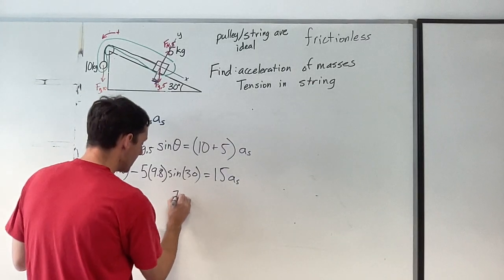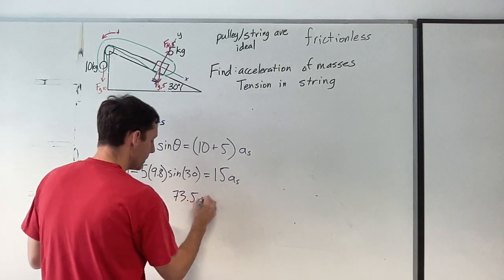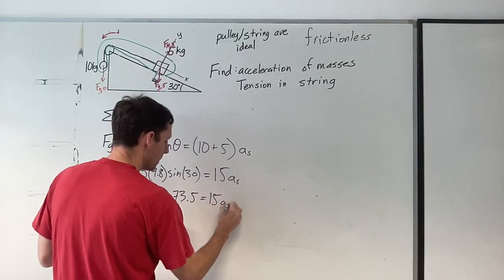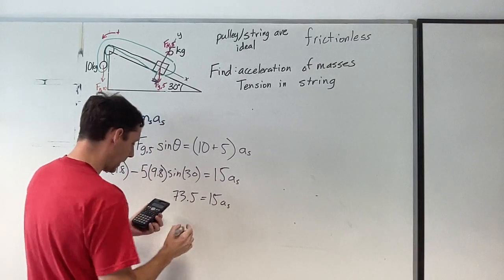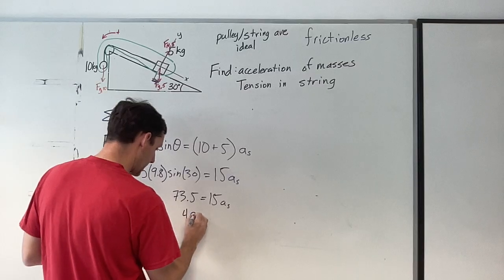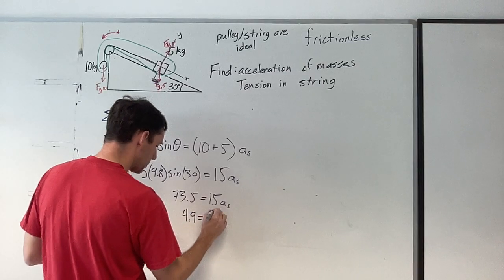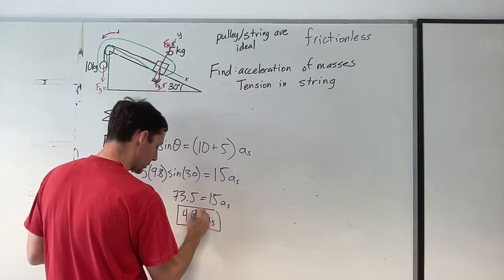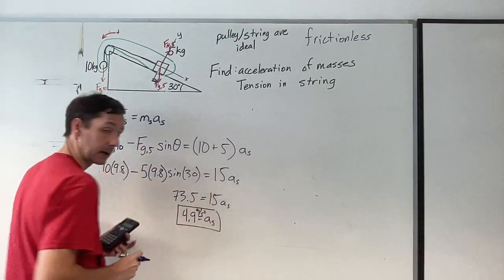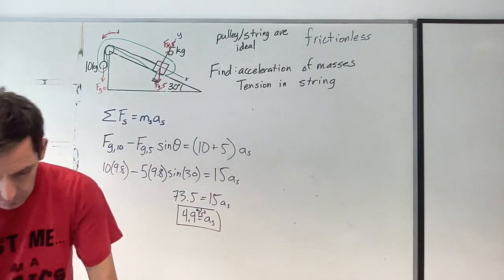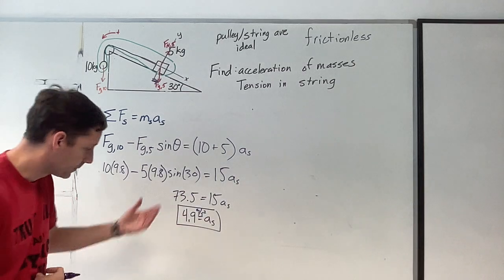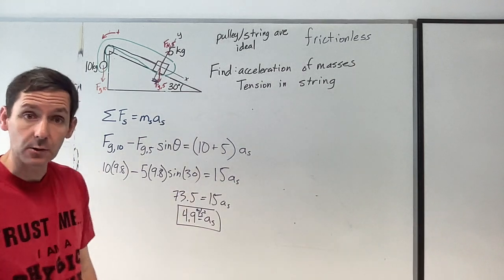So 73.5 is equal to 15 AS. Divide both sides by 15, and I get 4.9 equals AS. And that, of course, would be meters per second squared, because I started with everything in SI units. Okay, so there we go. We were able to find the acceleration of the blocks.